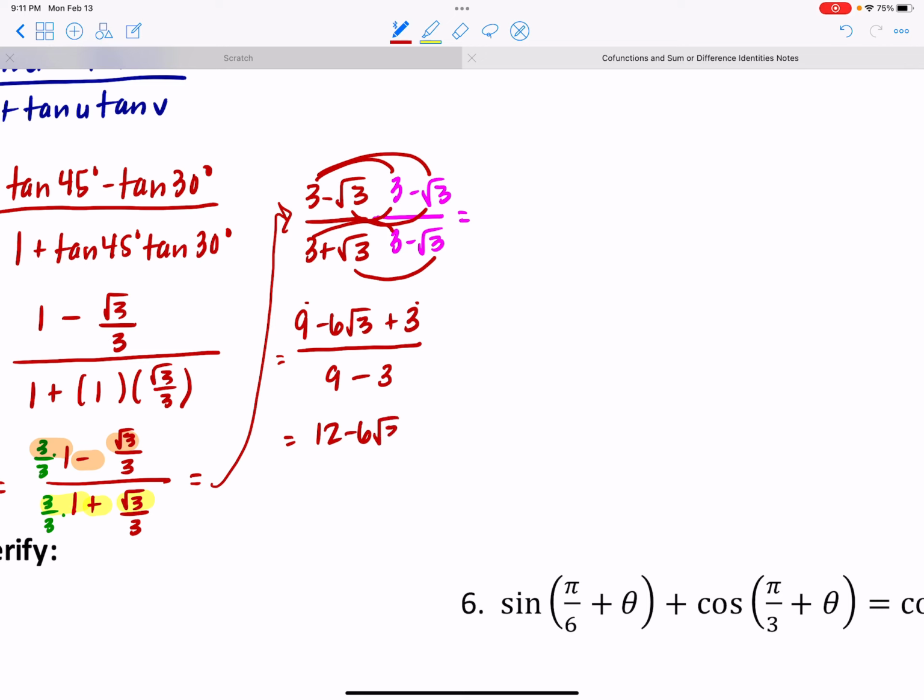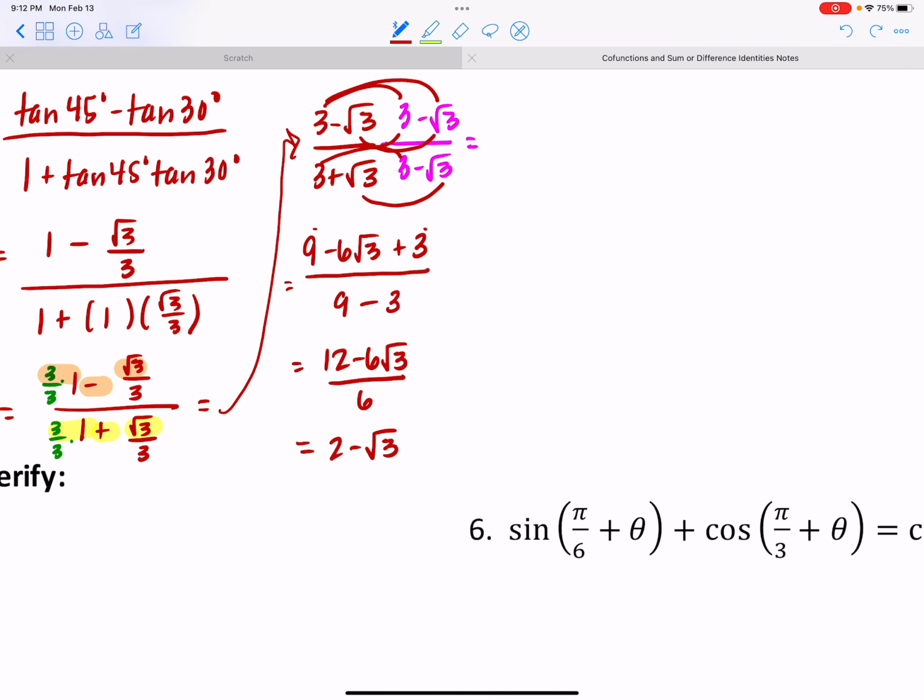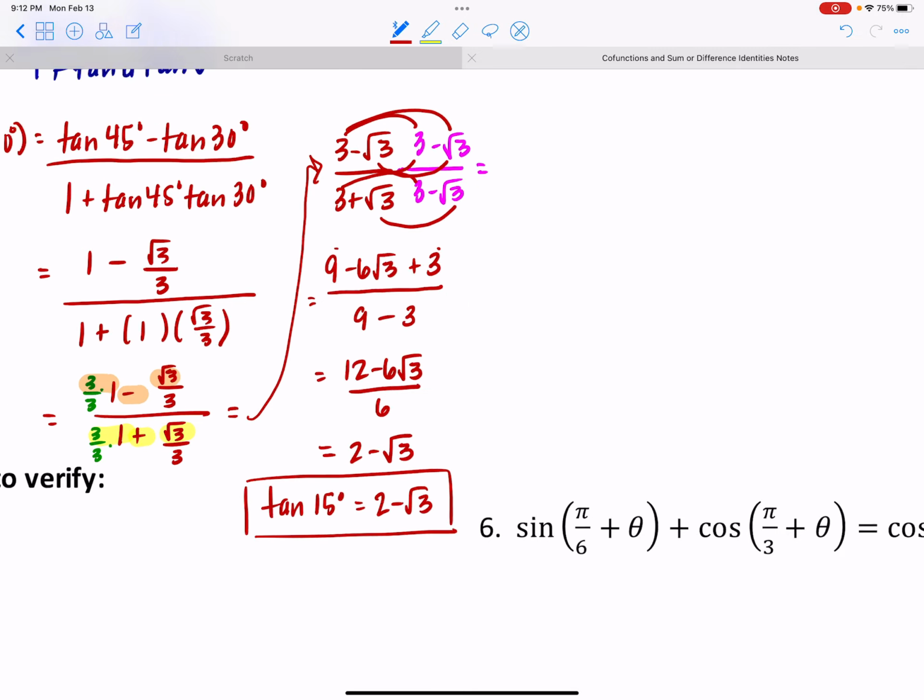So then 9 plus the 3 is going to make 12, and then I still have that minus 6 radical 3. In the bottom, 9 minus 3 makes 6, and now I can reduce all 3 of the terms in the fraction. The 1, 2, 3 terms all have a 6 in common, so I'm going to divide everything by 6 and make the final answer 2 minus 1 radical 3. And there it is. So we're going to say, finally, that the tangent for 15 degrees is exactly 2 minus radical 3.